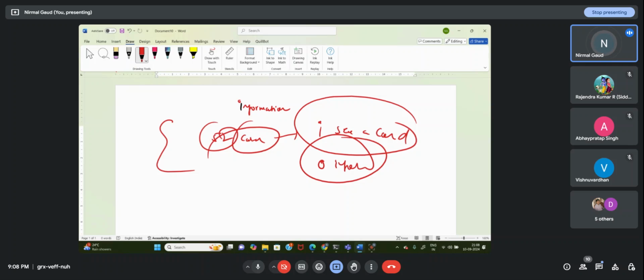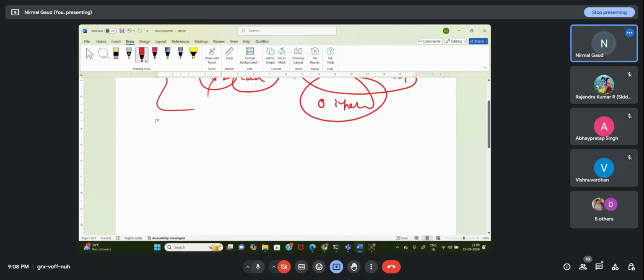Whether it is a spade, a king, a queen, whatever, at least I should know what kind of card you have picked. Then only I can say that some information has been conveyed. Information is a very, very important thing.